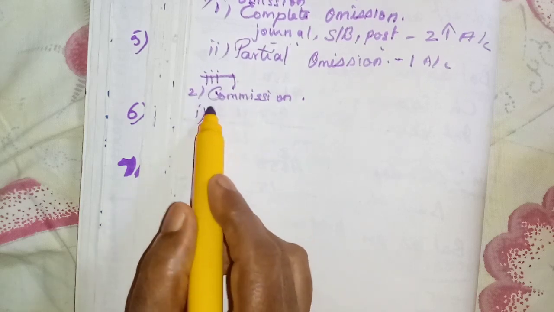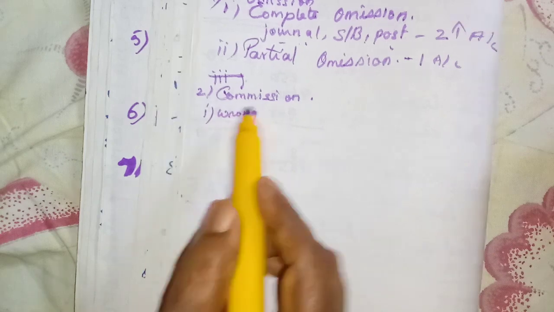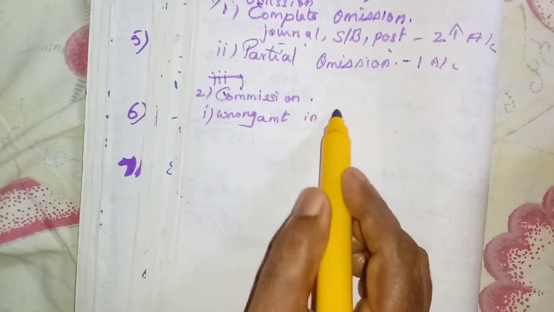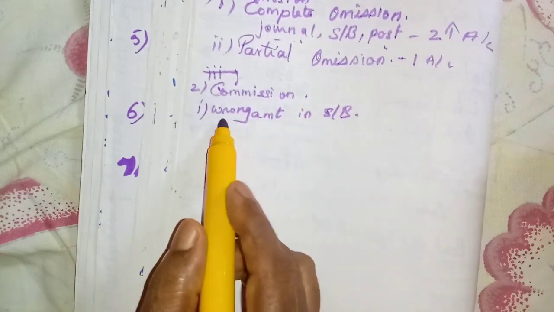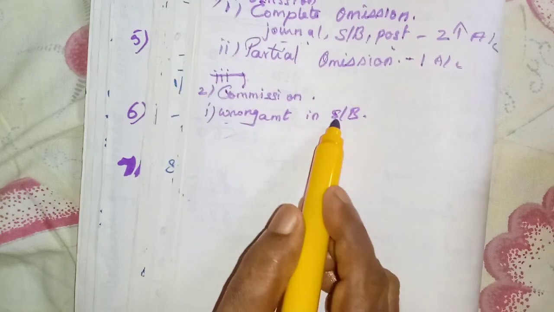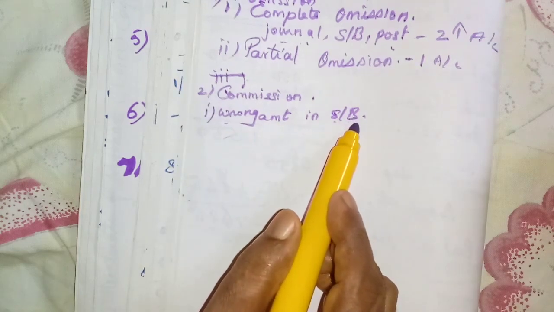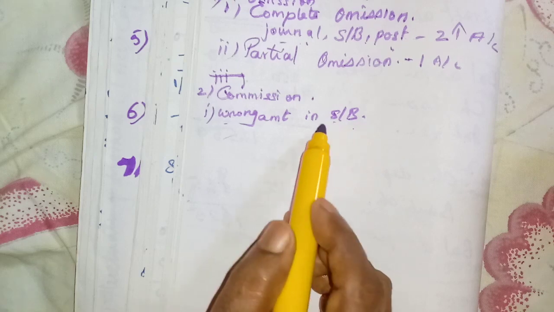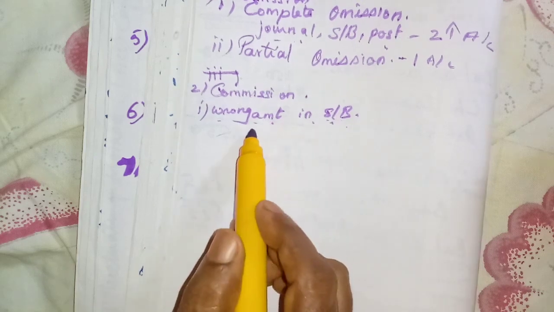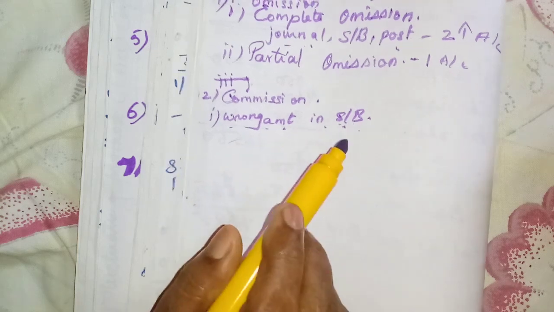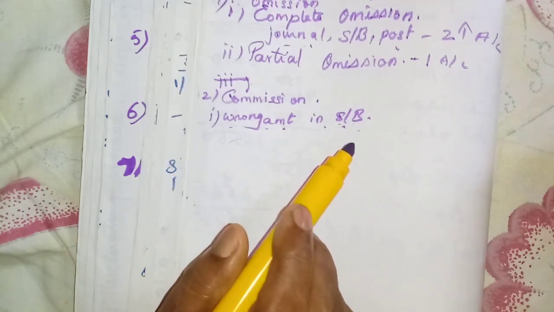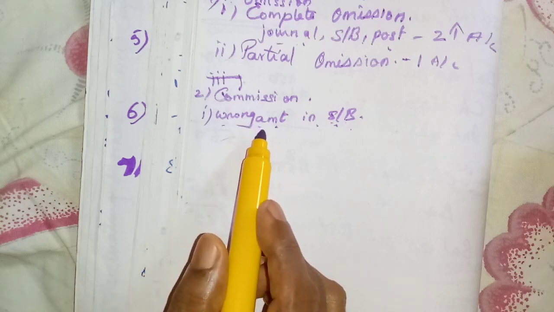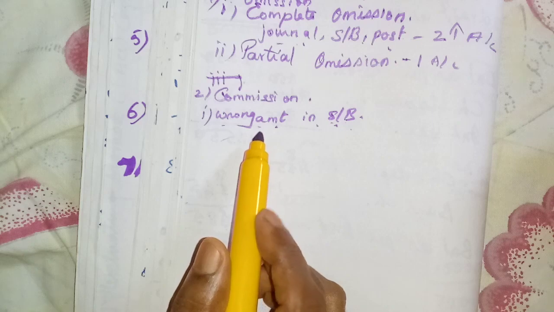How? Entering a wrong amount in the correct subsidiary book. For example, in the purchases book, a purchase of goods on credit for 540, they may enter in the purchases book only, but write it as 450. That is called error of commission: entering a wrong amount in the correct subsidiary book.